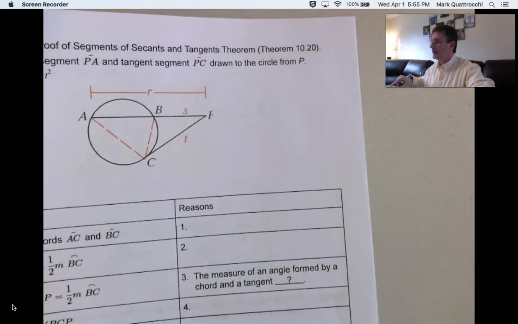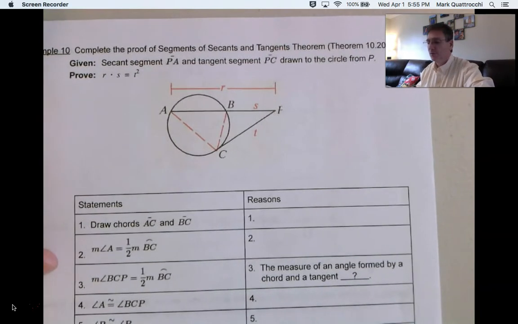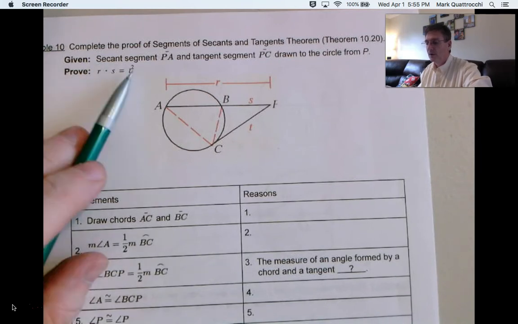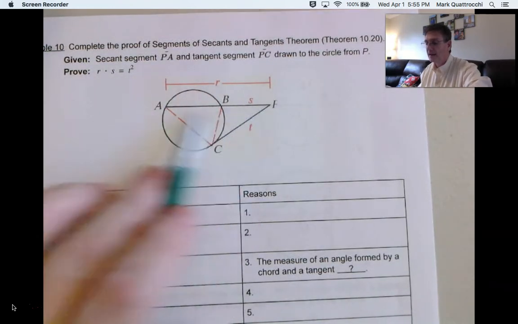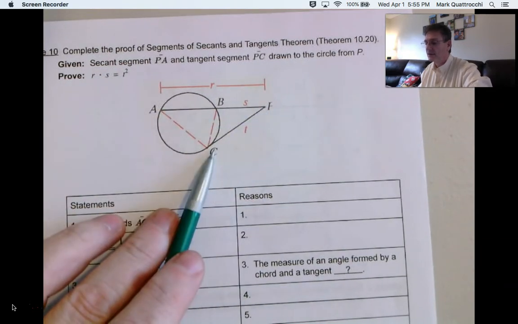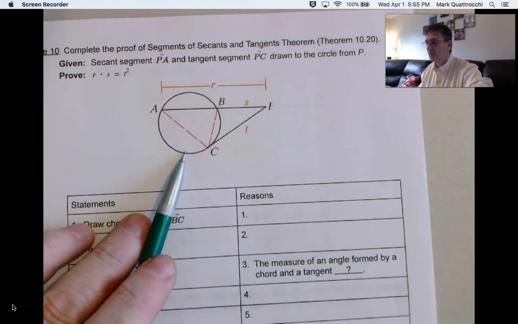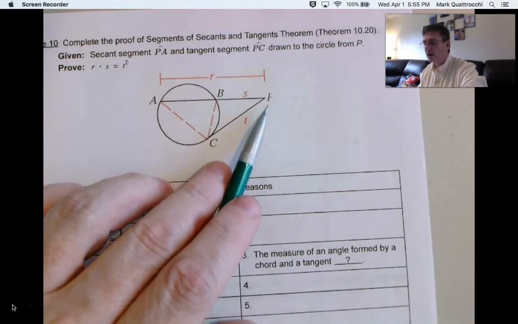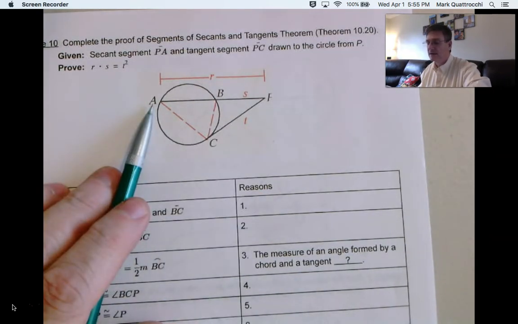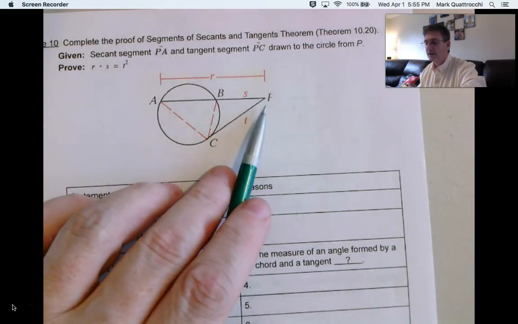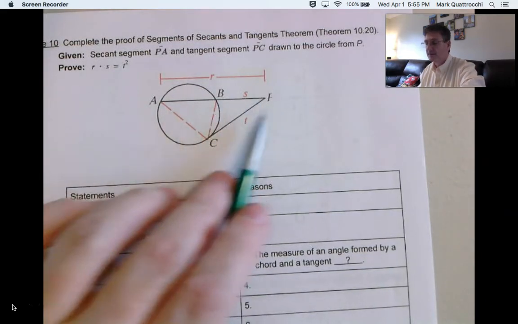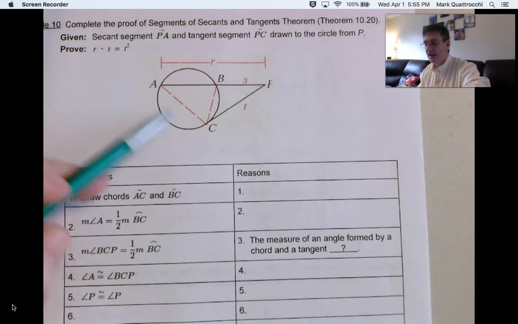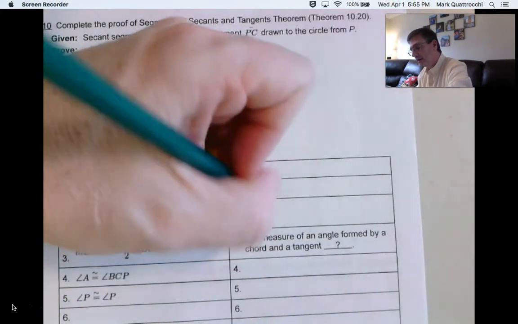Okay, so problem 10. We're going to complete this proof of the segments of secants and tangents theorem. So we know that secant segment PA and tangent segment PC are drawn in this circle from point P. We're going to prove that R, which is the length of PA, the entire secant, times S, the external part of the secant, is equal to T squared. We're going to draw chords AC and BC. How do we know that? 2-point postulate.